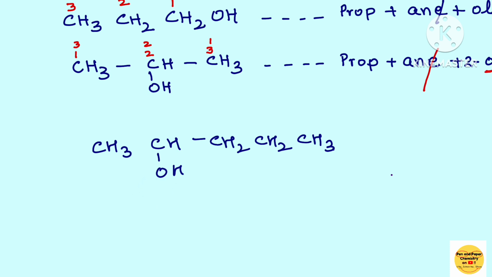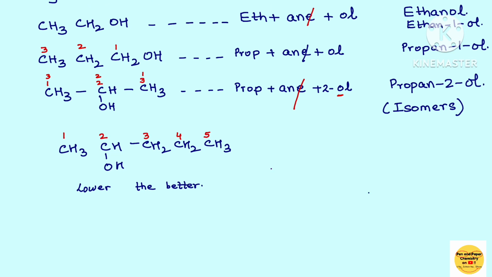Which one is better? IUPAC says lower the better. Yes, smaller the better. Smaller the number, the better it is for us. So we number it as 1, 2, 3, 4, 5. 5 means what will be the word root? Very good. Pent. Saturated, unsaturated. Saturated, so ane. And then the functional group, ol.